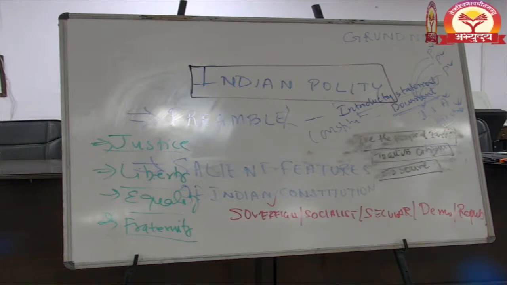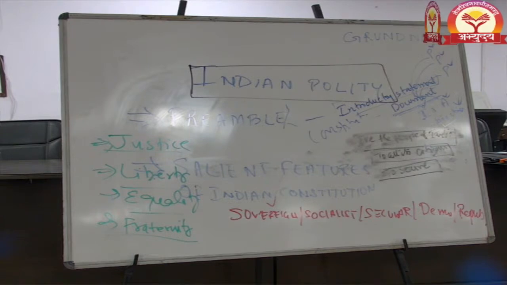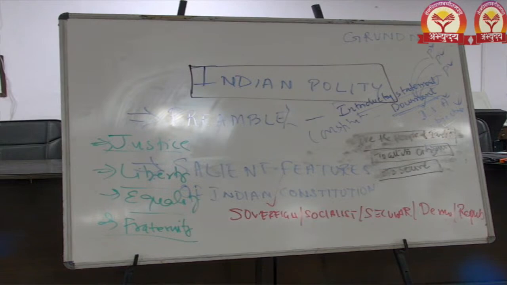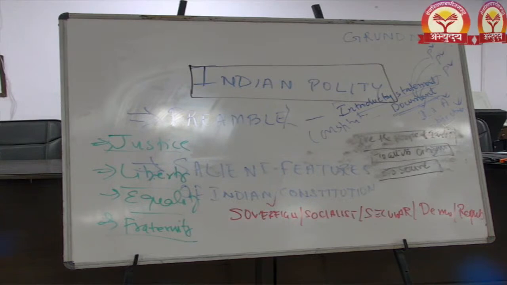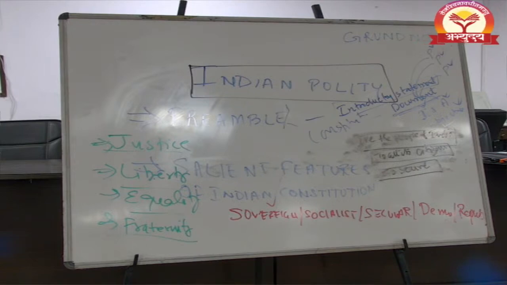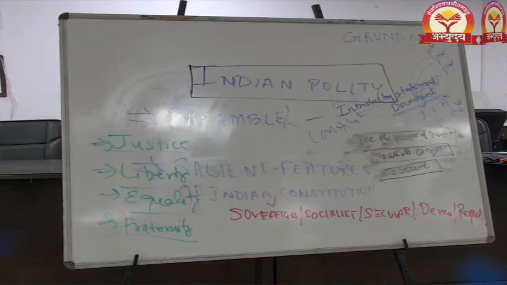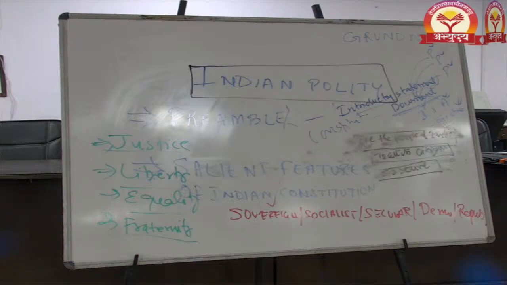Now come to equality. Equality of status and of opportunity. Only one line you have to mention, and this is that inequality was considered to be the biggest hurdle, or has been taken as a stumbling block, a hurdle. And this is the reason, beta, why we have the focus on equality, equality of status and of opportunity.